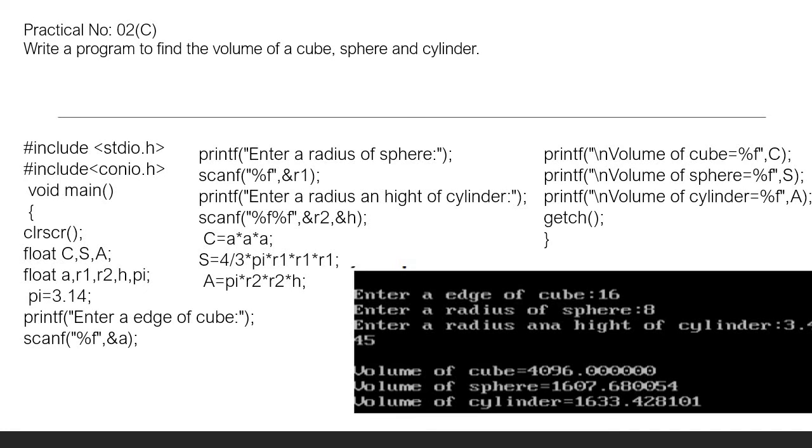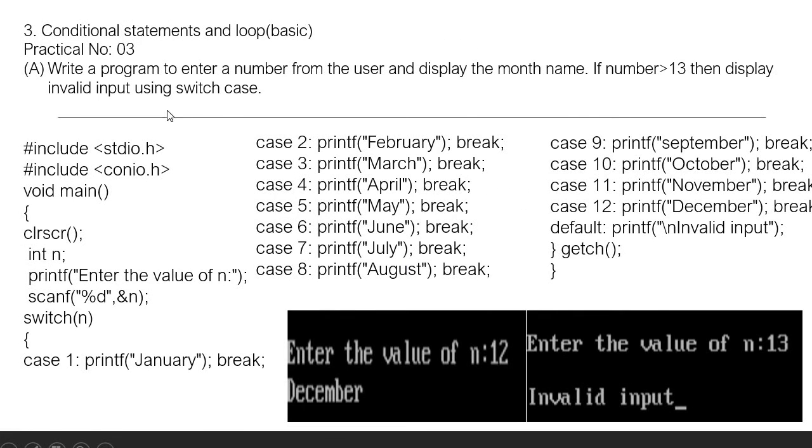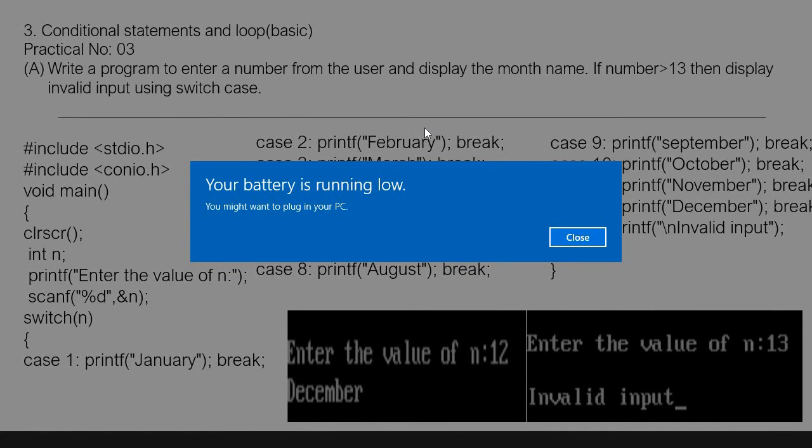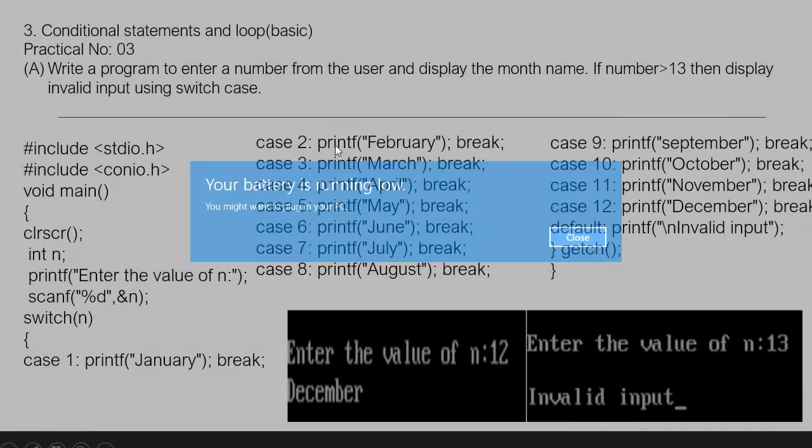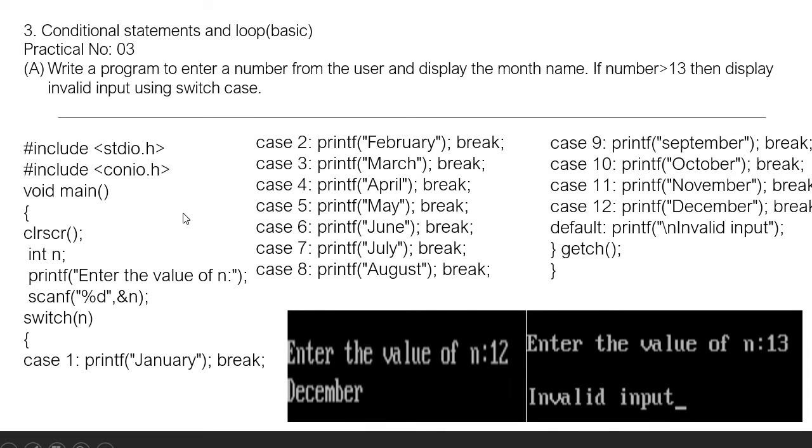Now, we will move further. That is the next practical, practical third, which is about basic loops. Over here, we are going to allow the user to enter a number, and once the user enters a number between 1 and 12, it will display the month name. And if the number is greater than 12, it should display an invalid message, using the switch case. Now let's see the program.